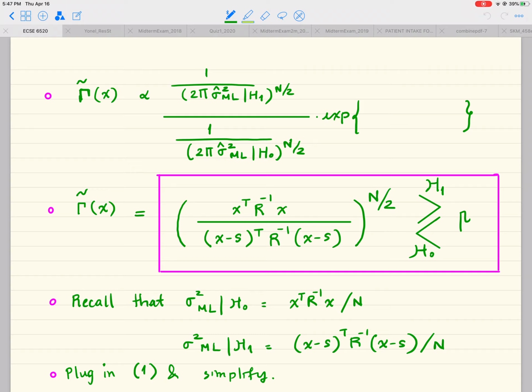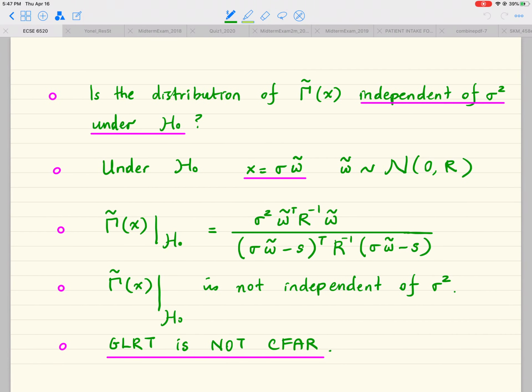Okay. Now, does this depend on the unknown sigma square under the null hypothesis? That's the question. So to see that, let's write X as sigma times W tilde, where W tilde is a process with zero mean and covariance R. Okay.